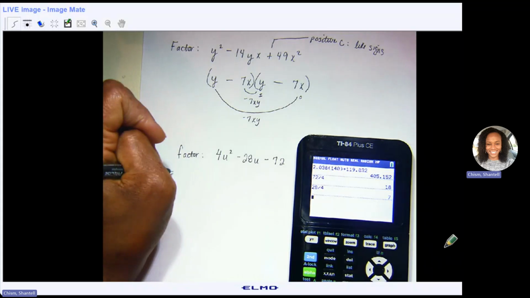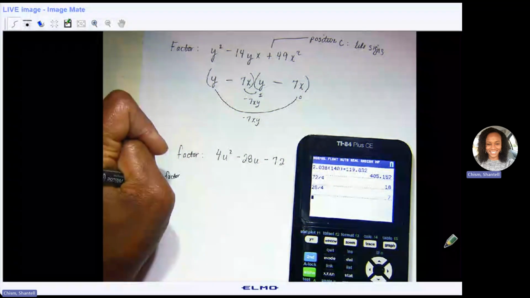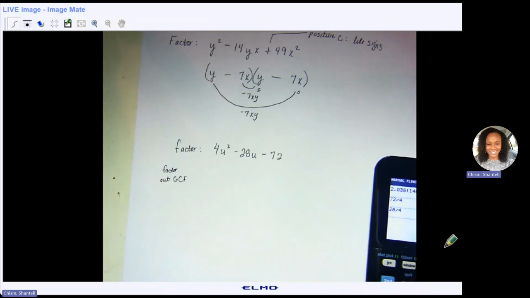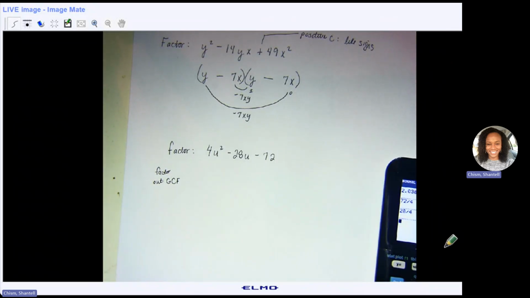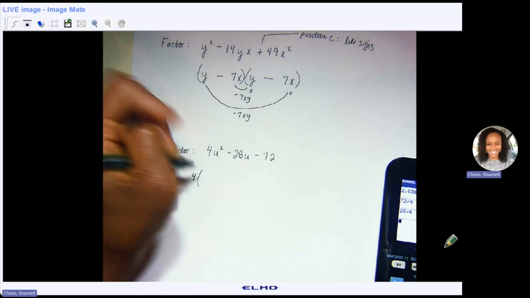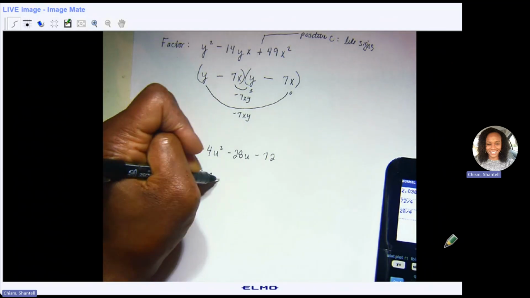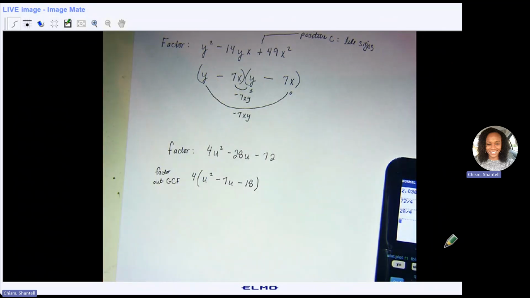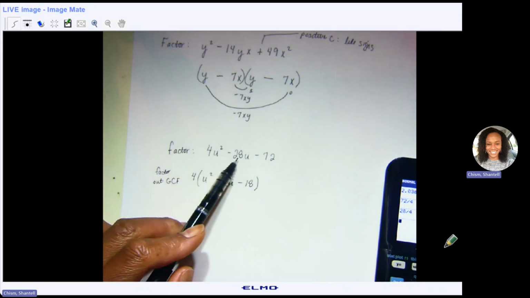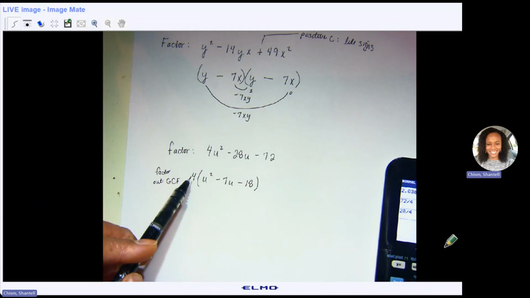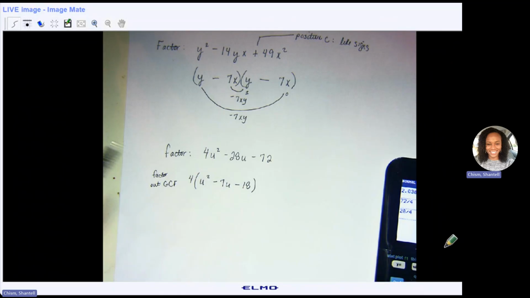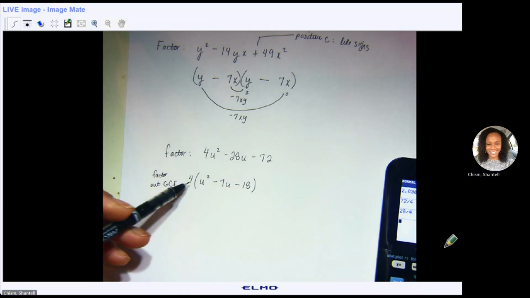So before we do anything, I'm going to factor out a GCF. Always, always do that. That's why I wanted to work this, to make sure that you recognize to look for a GCF first. So when I pull out the GCF, that leaves me with u squared minus 7u minus 18. Because when you factor out, that's just division. 28 divided by 4 is 7. 72 divided by 4 is 18. So the factor of 4 just kind of hangs out.